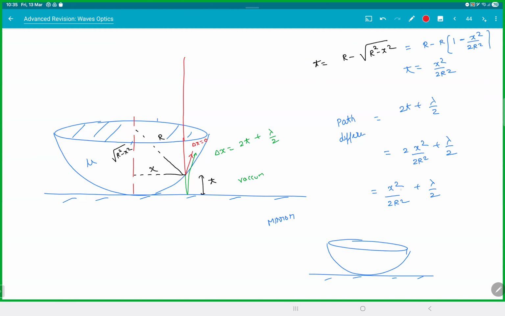So the thing, if you see, depending on the thickness there, you'll get the fringes in circles. That's how you handle this. So if you want to find the first minima, second minima, you can put the values of x and you can finish it off.